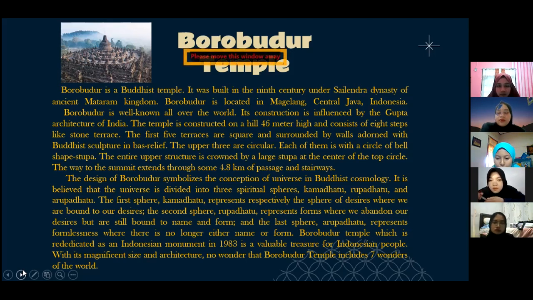Borobudur Temple, which was dedicated as an Indonesian monument in 1980, is a valuable treasure for Indonesian people. With its magnificent size and architecture, no wonder that Borobudur Temple is included among the seven wonders of the world. Okay, thank you. So, what does the last paragraph tell you about?